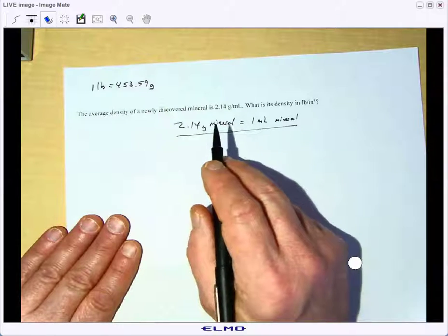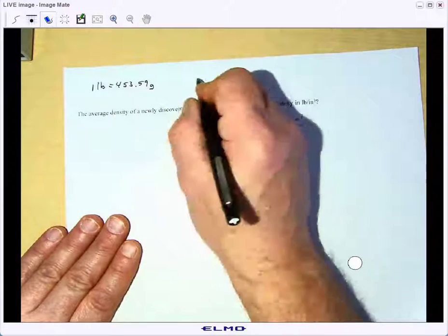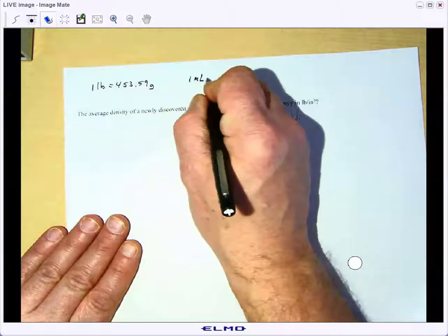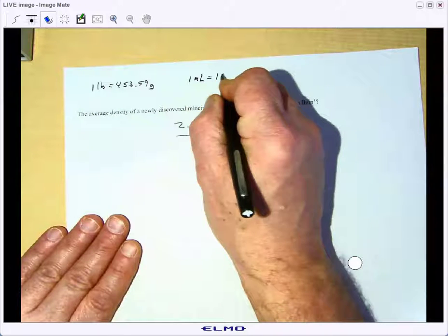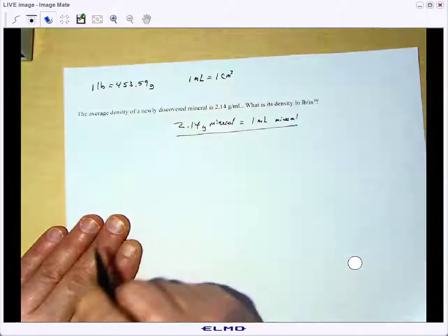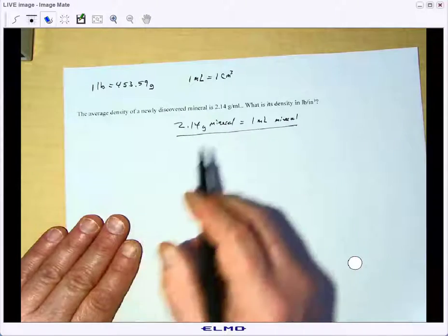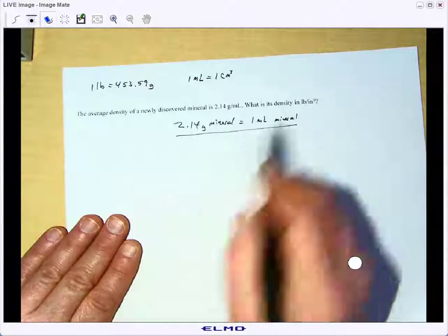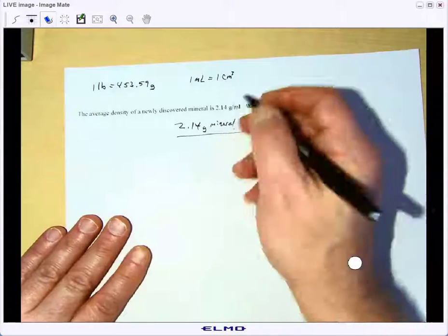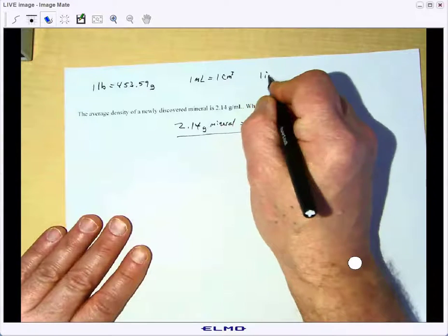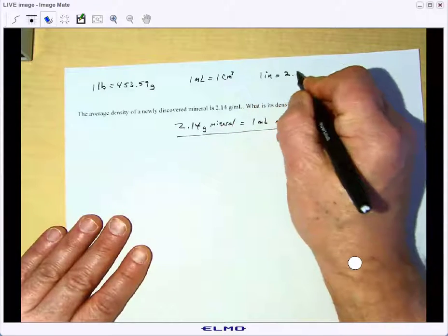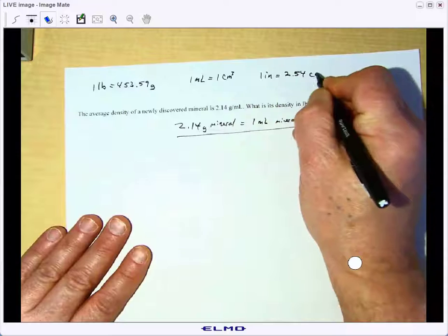Okay, and we're going to convert from mL to cubic inches. One of the things we know is that 1 mL is equal to 1 cubic centimeter, right? Well, that's great. But how do we then get to inches? Well, we also know that 1 inch is equal to 2.54 centimeters.